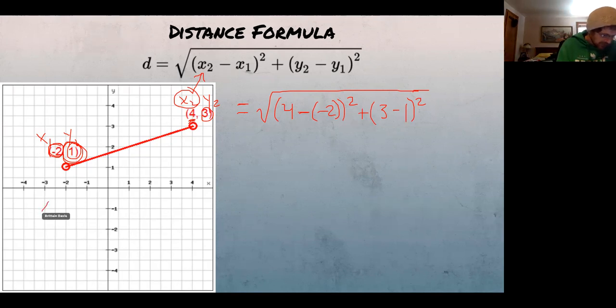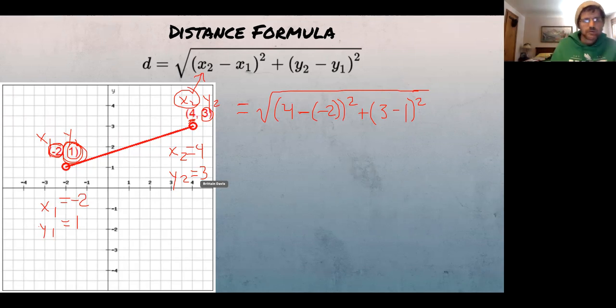And I might even do this to make it really clear. x1 is -2. y1 is 1. x2 is 4. y2 is 3. And those came from the coordinates. So now I can plug those in. We can see the numbers very clearly now. So I don't just want to plug this into the calculator. That's what I was mentioning before.